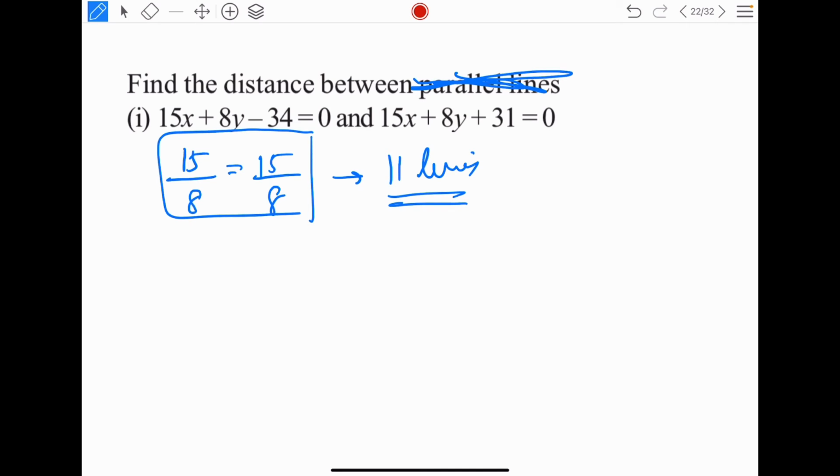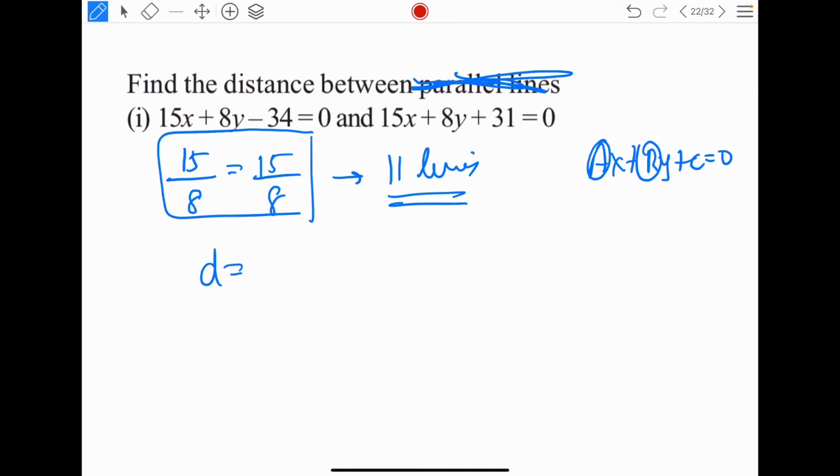How to prove parallel? The coefficient ratios of both the lines must be the same. In ax plus by plus c is equal to 0, for both the lines, A and B must be the same. The C can be different. Then they are parallel. Now use your formula for distance.